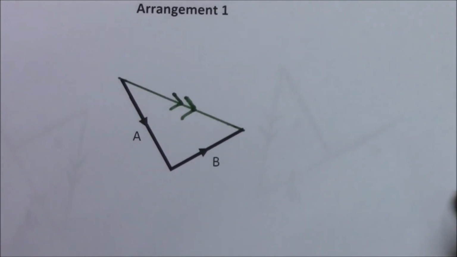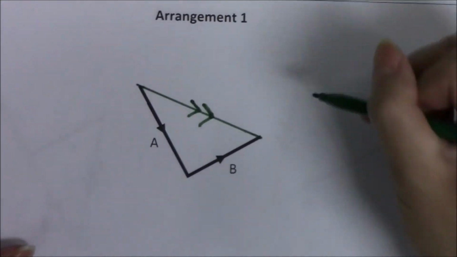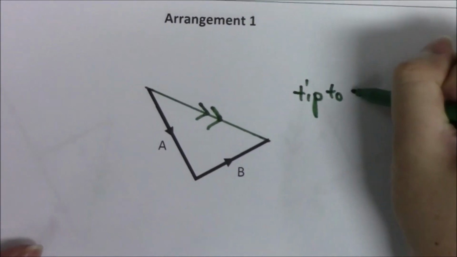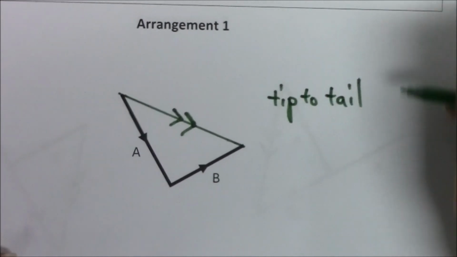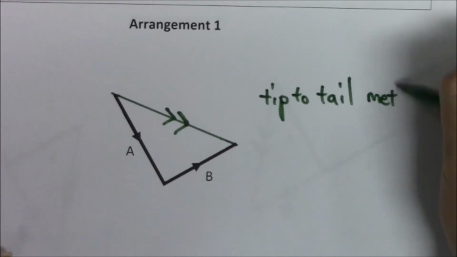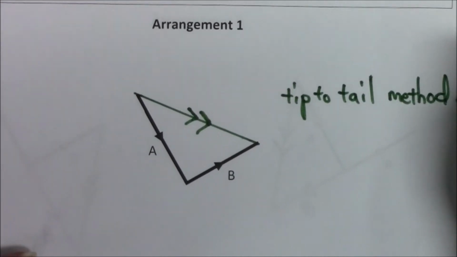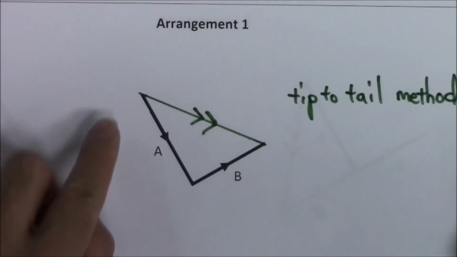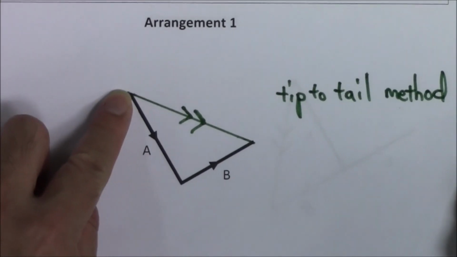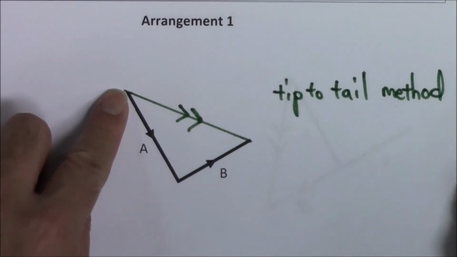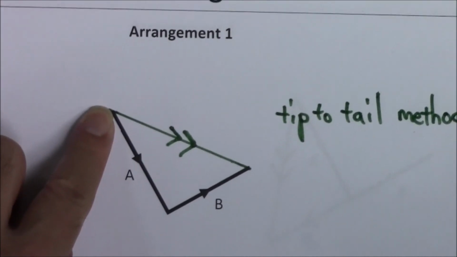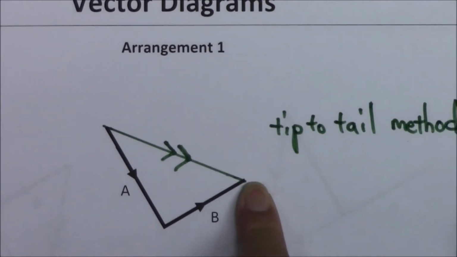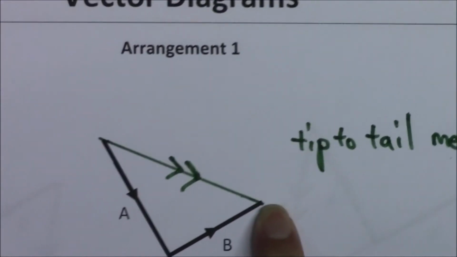Finally, I'm going to share with you the name of this method. It is called the tip to tail method. Why is it called the tip to tail method? Tip means starting. So you can see that the resultant is drawn from the tip of A to the tail of B, which is the ending of B.